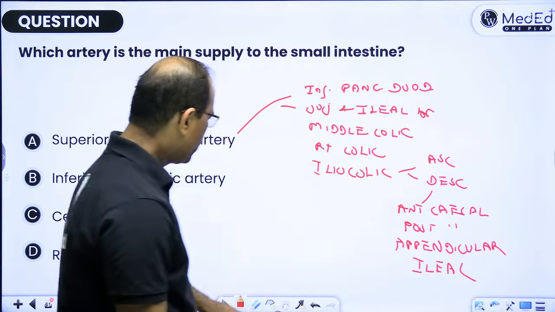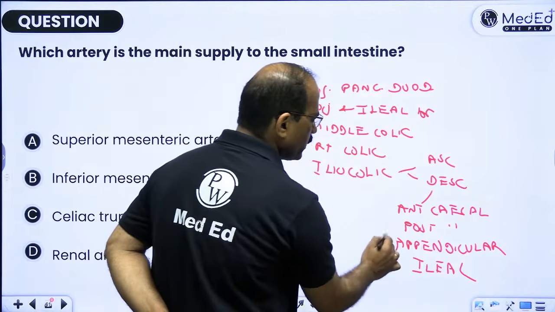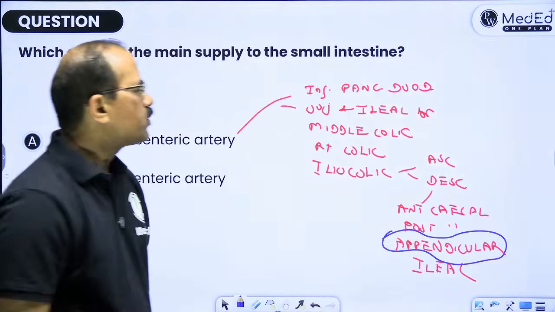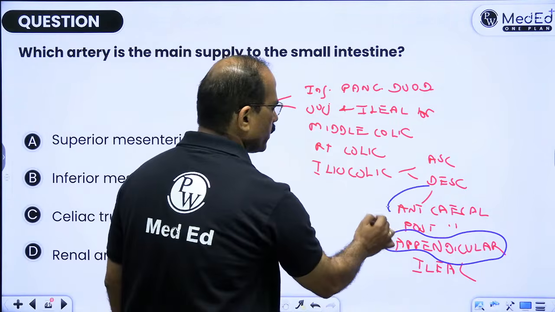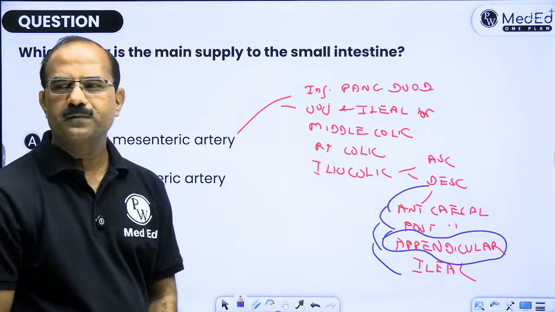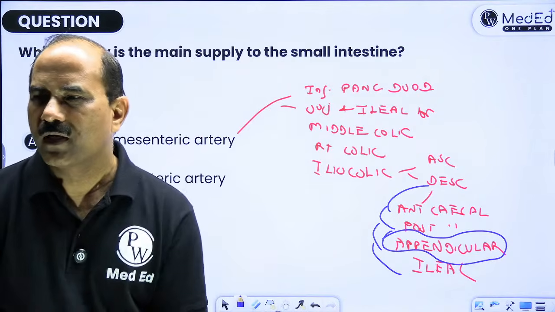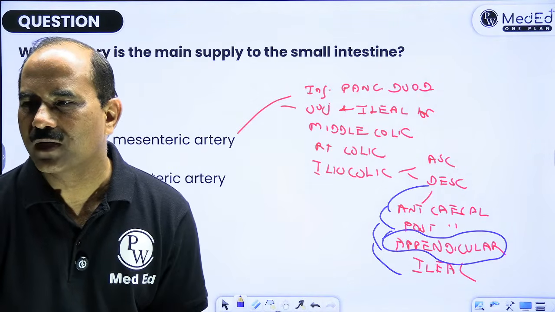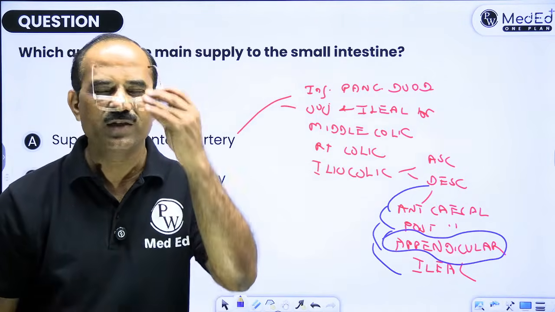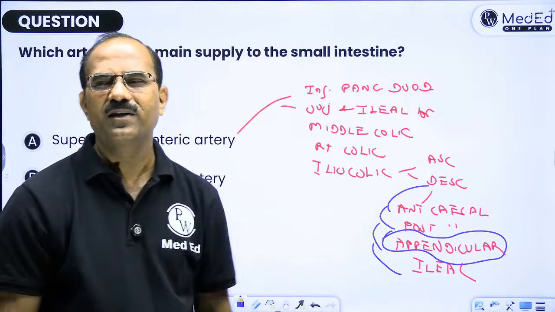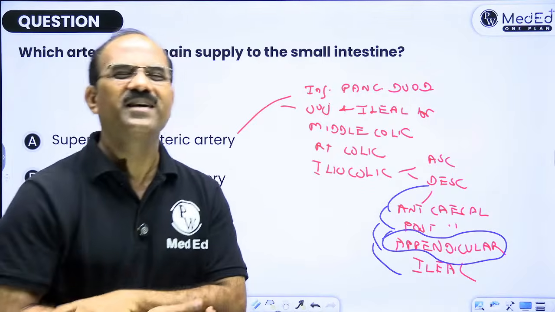So very important here: appendicular artery is a branch of what? So appendicular artery is a branch of descending branch of ileocolic, of superior mesenteric. Very good, बढ़िया है, समझ में आ रहे हैं सब. It's a quick revision for you. Great.